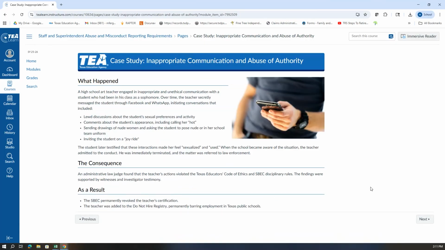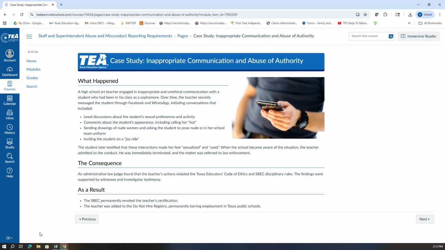This is an inappropriate communications case. A high school art teacher engaged in inappropriate and unethical communication with a student who had been in a class as a sophomore. Over time, the teacher secretly messaged the student through Facebook and WhatsApp, initiating conversations that included lewd discussions about the student's sexual preferences and activity, comments about the student's appearance, including possibly calling her hot, sending drawings of nude women and asking the student to pose nude, inviting the student on a joyride. The student later testified that these interactions made her feel sexualized and used.